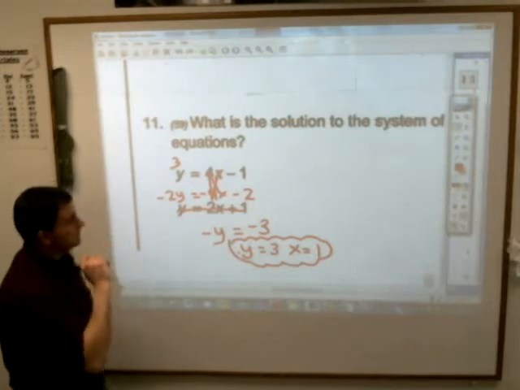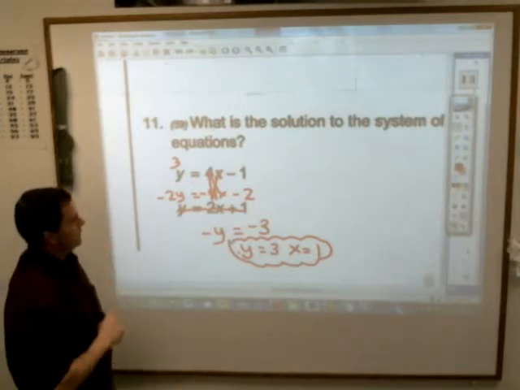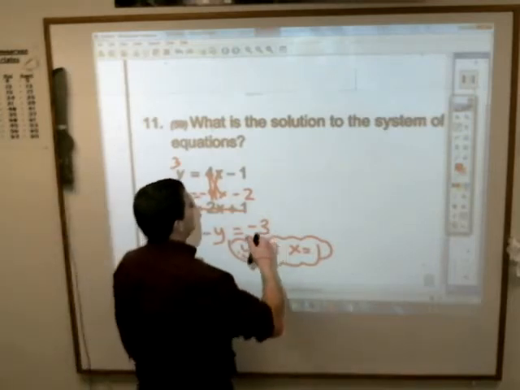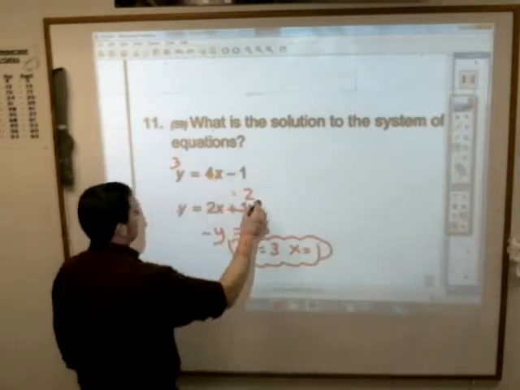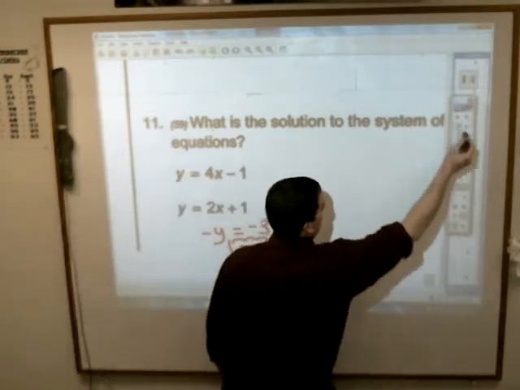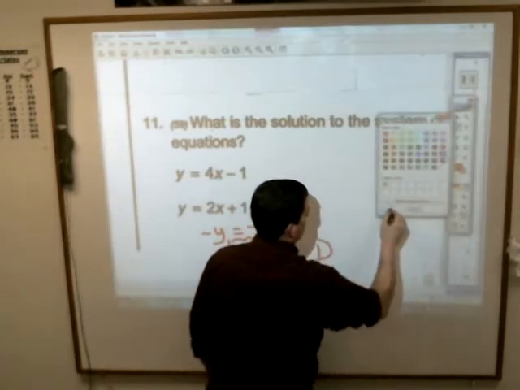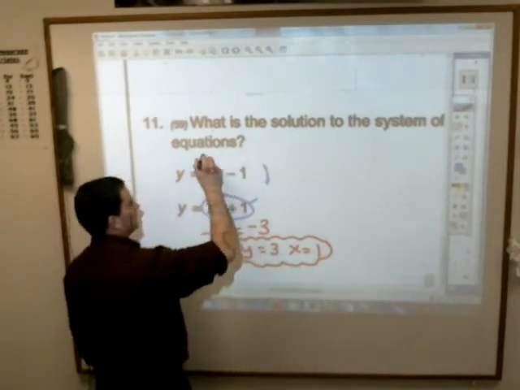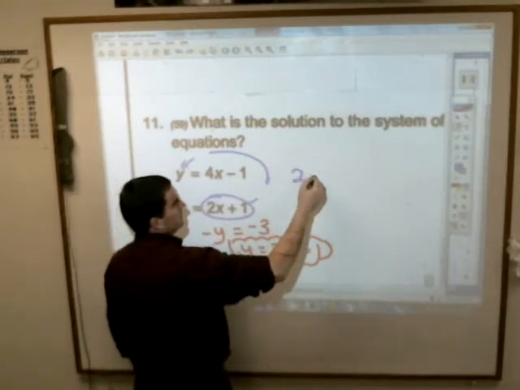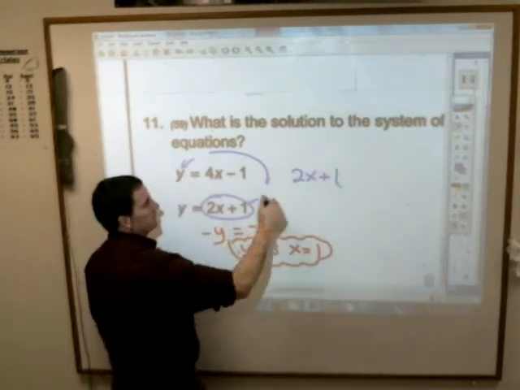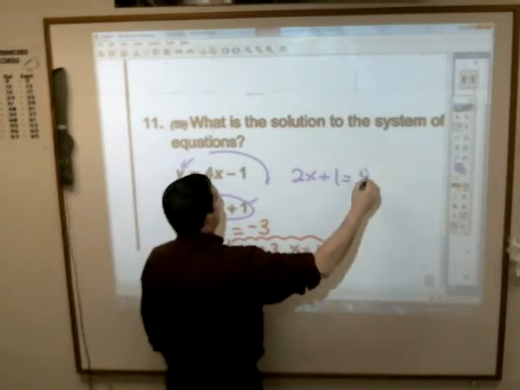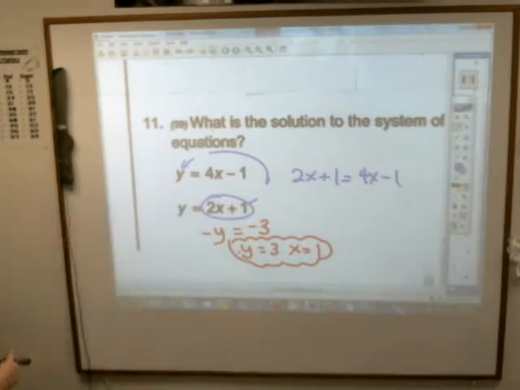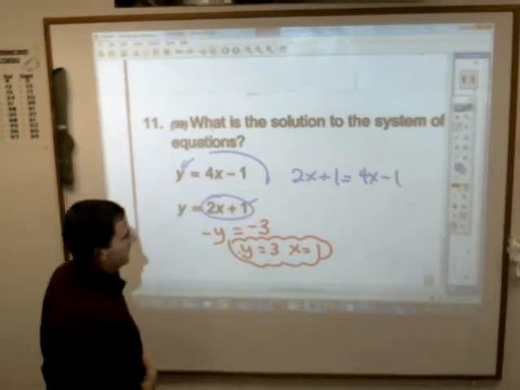Where I move the stuff around? What's the easiest one? In this one, I think the easiest way probably would be substitution. Because if you take, it doesn't matter which one because they're all kind of the same, if you take this, you need to substitute it in for y right here. So you end up with 2x plus 1, that's your y over here, equals 4x minus 1. Did I do that right? Yeah.